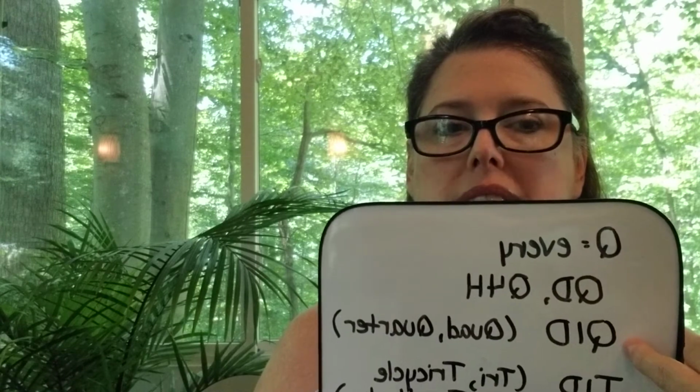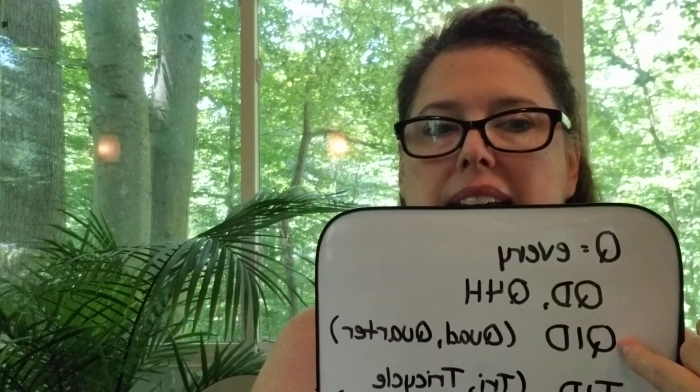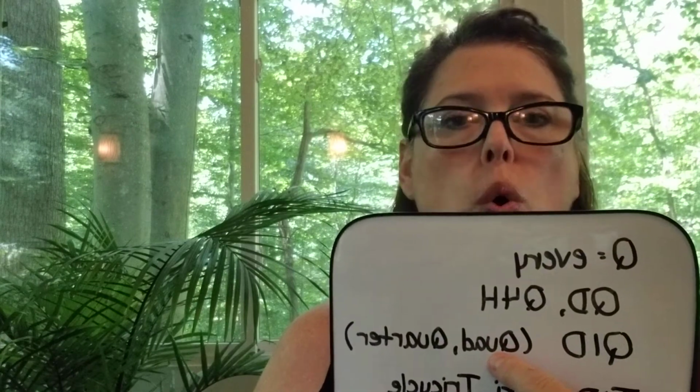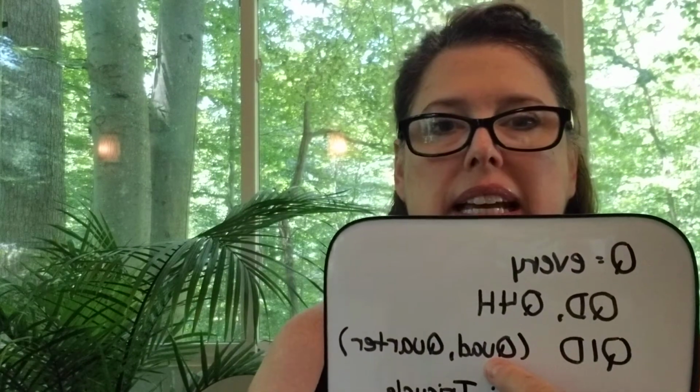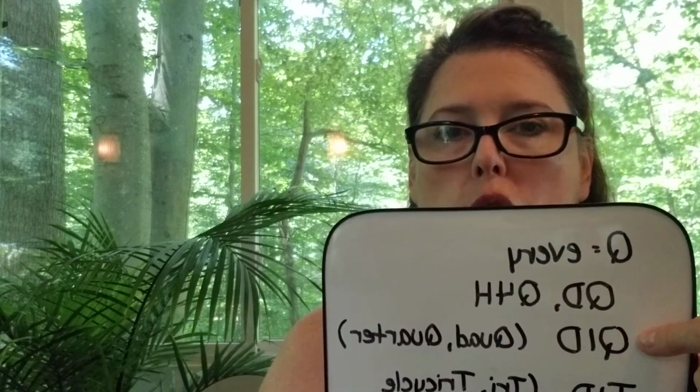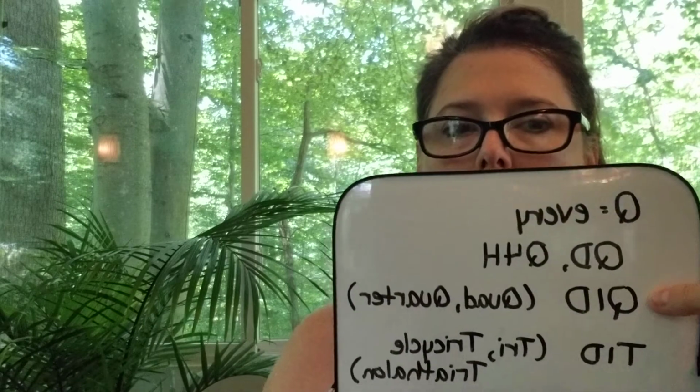QID is 4 times a day. And the hint here is Q is quad. Think of a quarter. There are 4 quarters in a dollar. And so QID is 4 times a day.